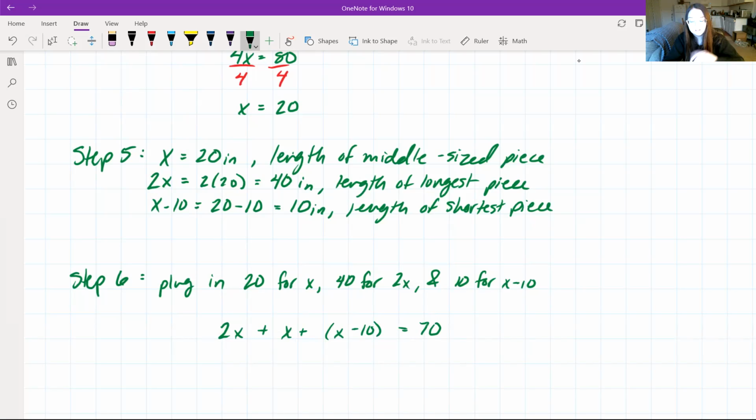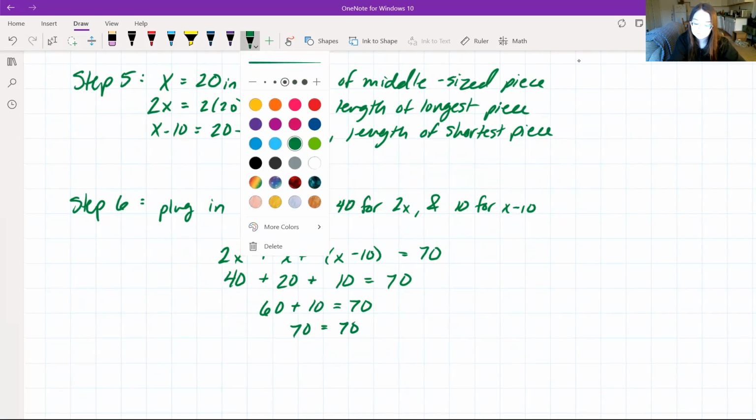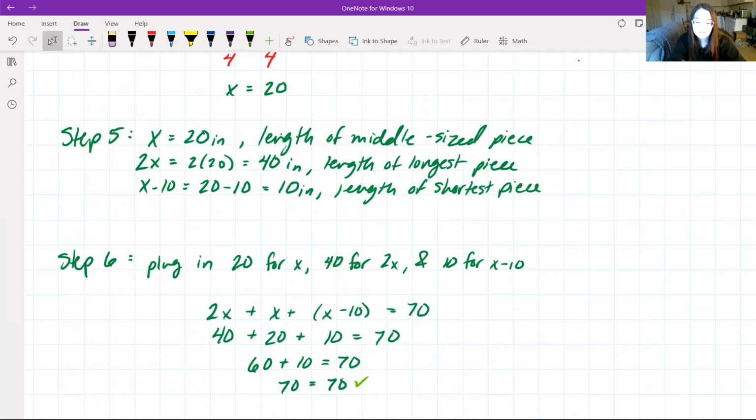So now we're replacing these values. 2x we said was 40, plus x, which was 20, plus x minus 10, which was 10, is equal to 70. 40 plus 20 is going to be 60. Then we have 60 plus 10, which is indeed equal to 70. So when we have 70 equals 70, we checked our answer, we found it was correct. So this means that our solution from step 5 was our final answer.